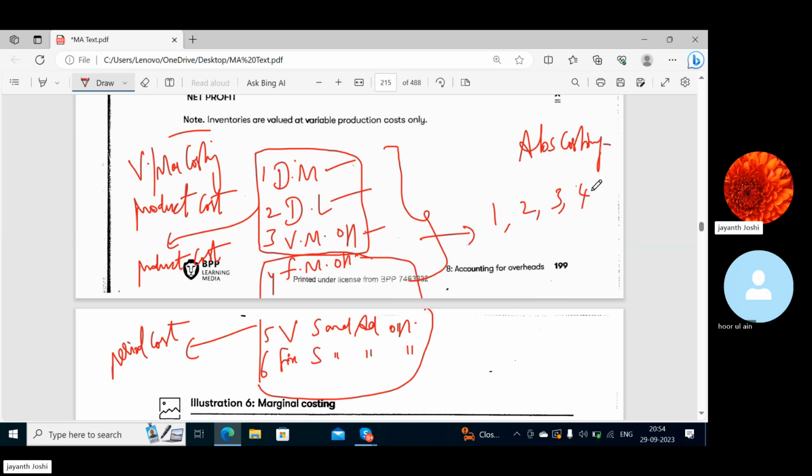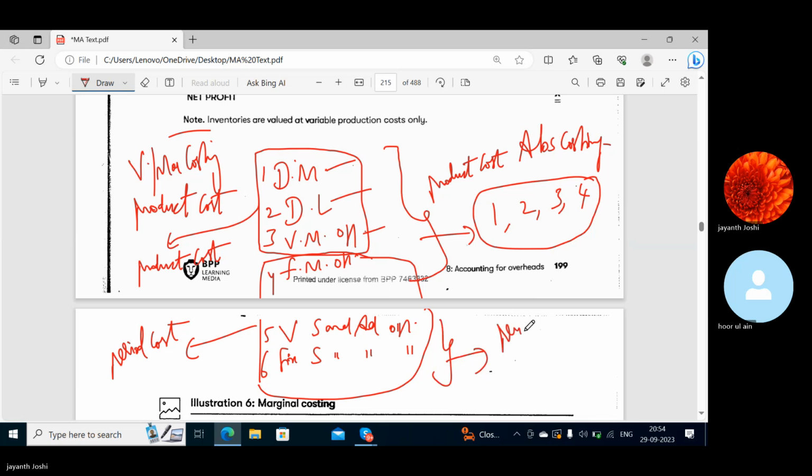So 1, 2, 3, 4 are product cost. This will be taken under the product cost category. That means you will be finding out the cost of the product by considering these four costs. And these two costs you will be taking as period cost. That means you'll be showing directly in the statement of profit or loss. 5 and 6. Okay. So I think things are very clear. Shall we move forward?